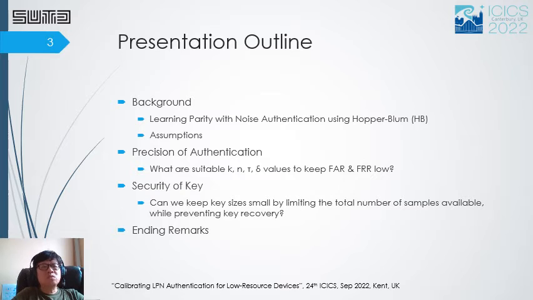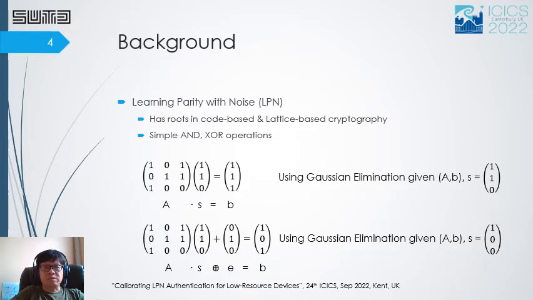The presentation will be broken into 4 parts. Besides the background and conclusion, we will cover 2 broad calibration aspects of LPN: the precision of authentication, which covers the false acceptance rates and false rejection rates, and the security of the key, which covers the key recovery by an attacker. Let's start with some background.